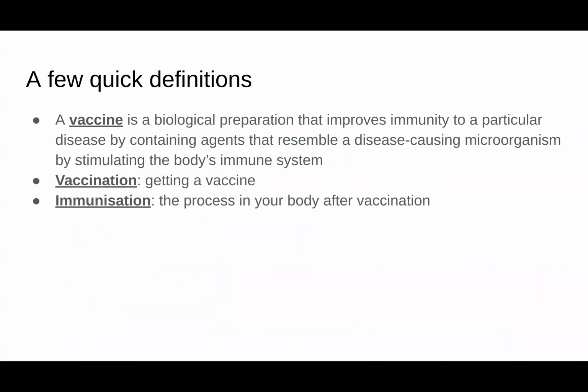So with that out of the way, let's give some quick definitions. A vaccine is a biological preparation that improves immunity to a particular disease by containing agents that resemble or are actually that specific disease-causing agent. And it does this to stimulate your own body's immune system to develop long-term immunity. So that's a vaccine. That's what it's supposed to do. Now, vaccination is simply getting a vaccine. When you say immunization, it's the process in your body after you get a vaccination. So when you get the measles vaccination, the process of your body becoming immunized to measles is basically immunization. That's what we're working with here.